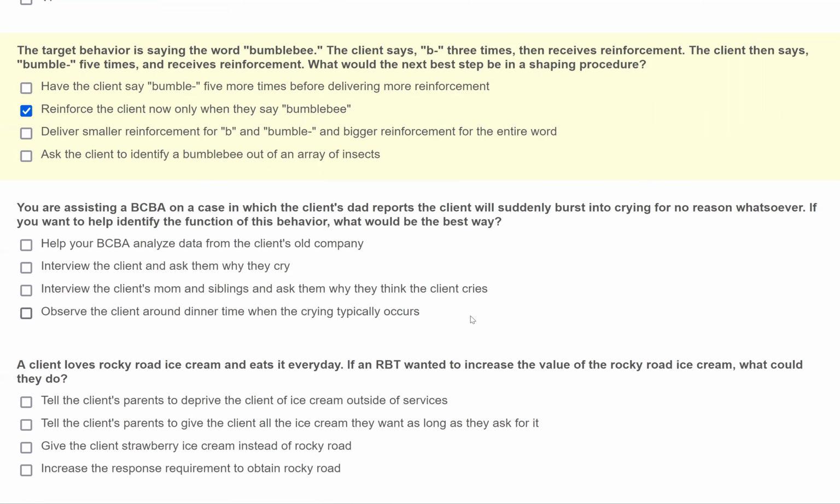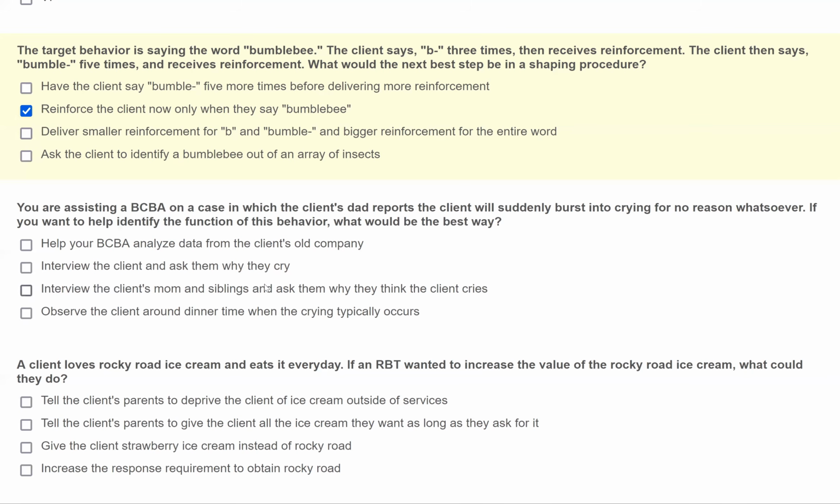And again, it's indirect. We need to figure out a way to where we can see the behavior occur. We can see what happens before that behavior, what happens after that behavior. That's what's going to help us identify the function. So D, observe the client around dinner time when the crying typically occurs. Now we're talking. We can take a direct observation when the behavior typically occurs and start figuring out what are our antecedents, what are our consequences, what's maintaining this behavior, what's evoking this behavior. Not for no reason. Now we can try to find a reason, okay?